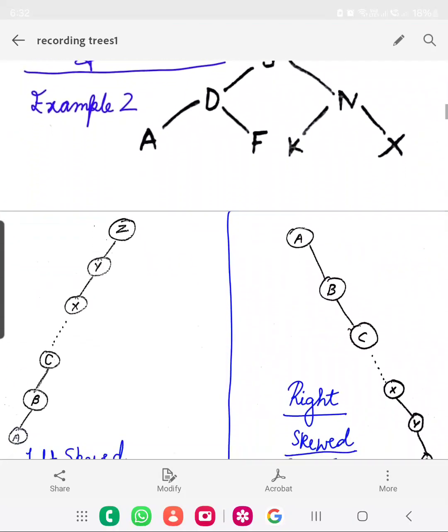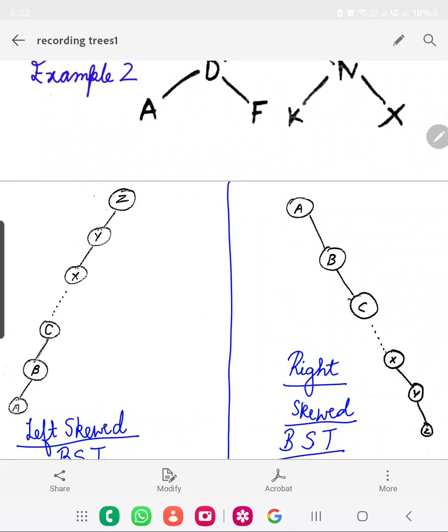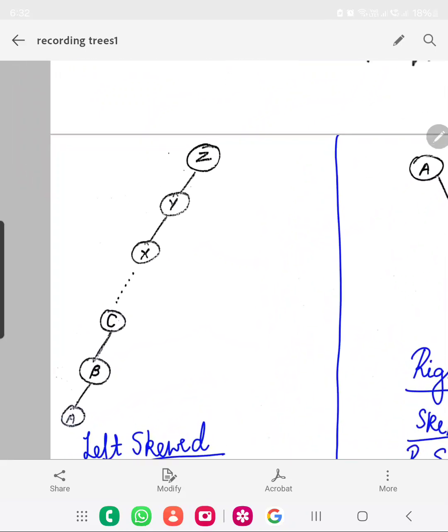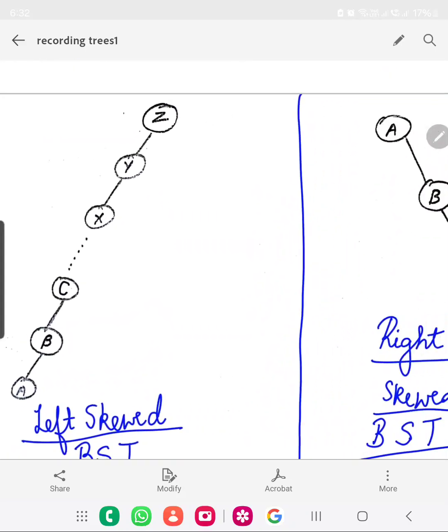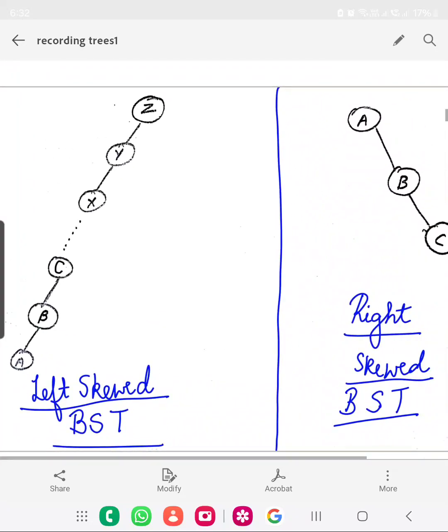Now what happens if we have one node which is alphabetically highest, let's say Z, and we have all the nodes which are lesser than Z, and they are given in a particular order such that all the nodes are added to the left, which means every node that comes in is at the left of Z, then left of Y, left of X, and so on. So if we have a decreasing alphabetical order of nodes, all the nodes will come to the left child.